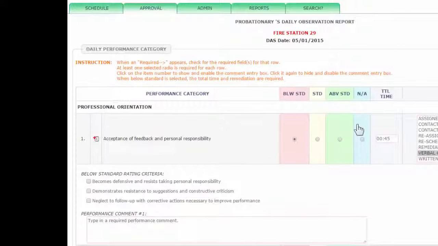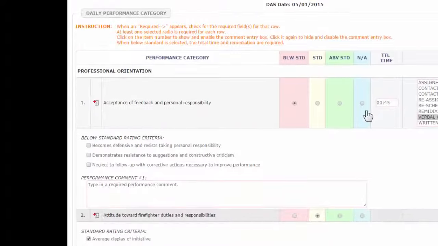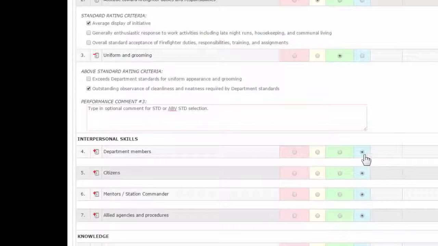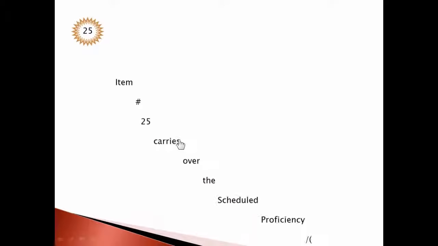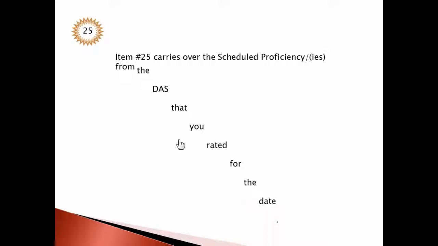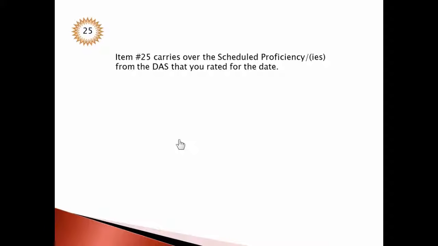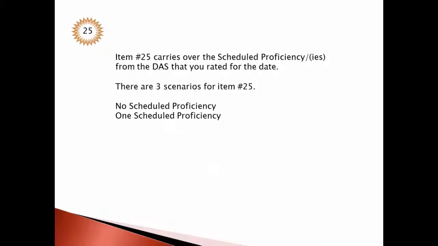On a NA, the probationary is not being rated on the item. Nothing more is needed. Item number 25 carries over the scheduled proficiency or proficiencies from the DAS that you rated for the date. There are 3 scenarios for item number 25: no scheduled proficiency, 1 scheduled proficiency, and multiple scheduled proficiencies with different ratings.